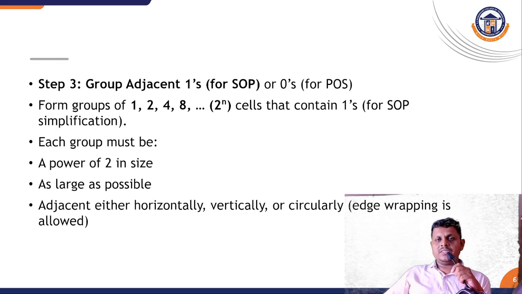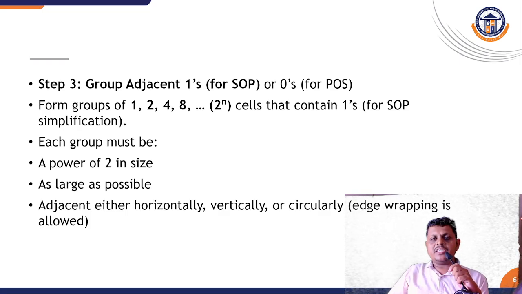Next, step 3: group adjacent ones. We group the ones based on SOP and POS. We group ones for SOP, and we group zeros for POS. Form groups of 1, 2, 4, 8, that is 2 power n cells that contain ones, for SOP simplification. Each group must be a power of 2 in size, as large as possible.